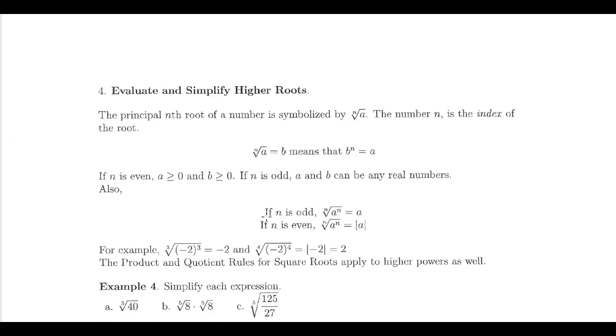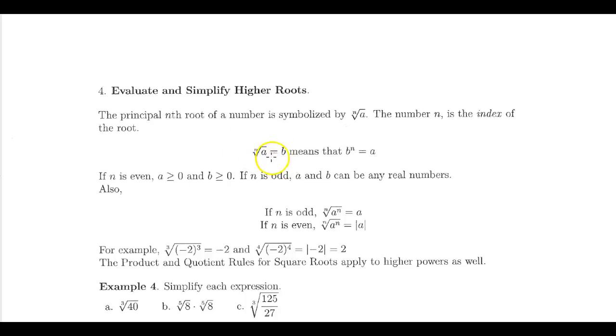So if we have higher roots, if I want to talk about the nth root of a number, that's the nth root of a. And the number n is called the index of the root. So if we take the nth root of a and get b, that means b raised to the n power gives you a. And if n is even, the radicand has to be a positive number in order to evaluate it. And if n is odd, a and b can be any real number.